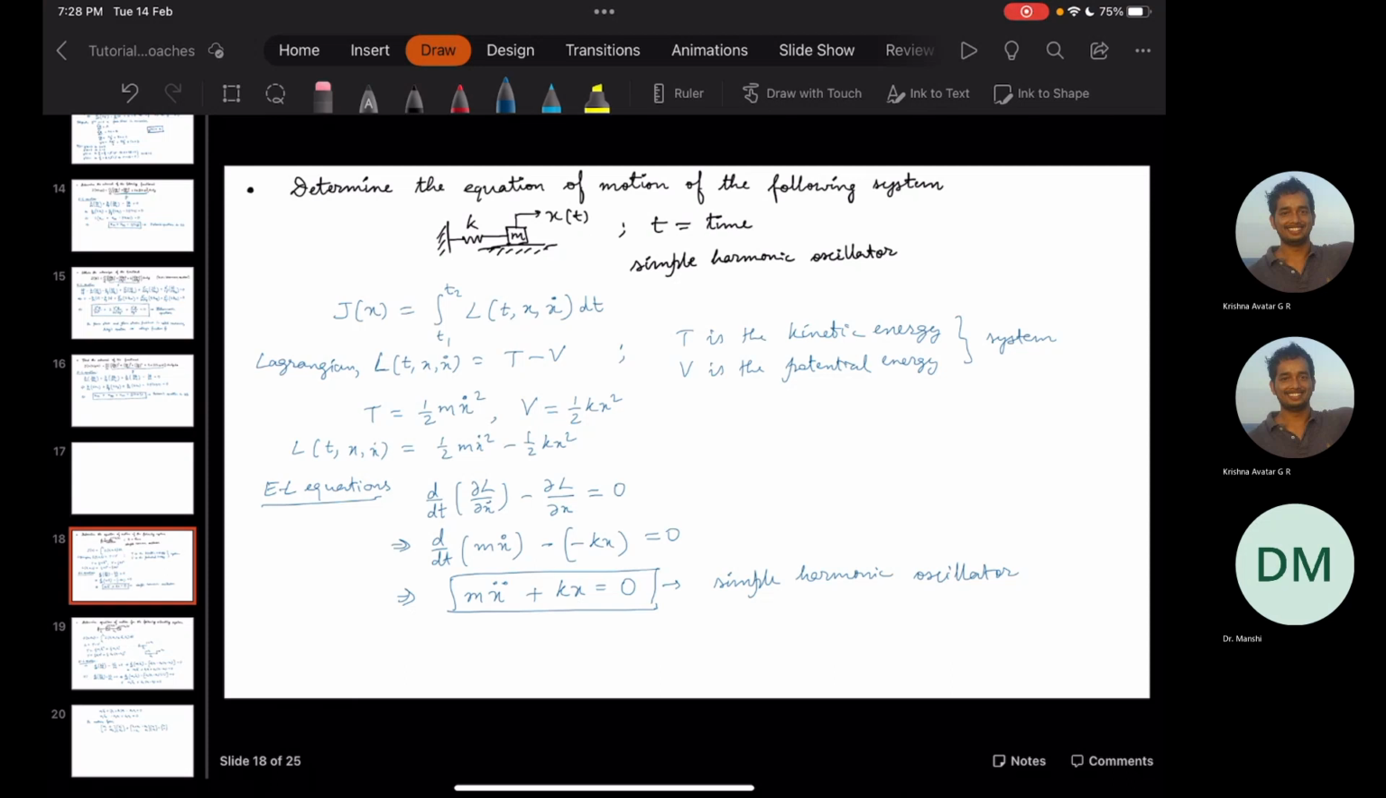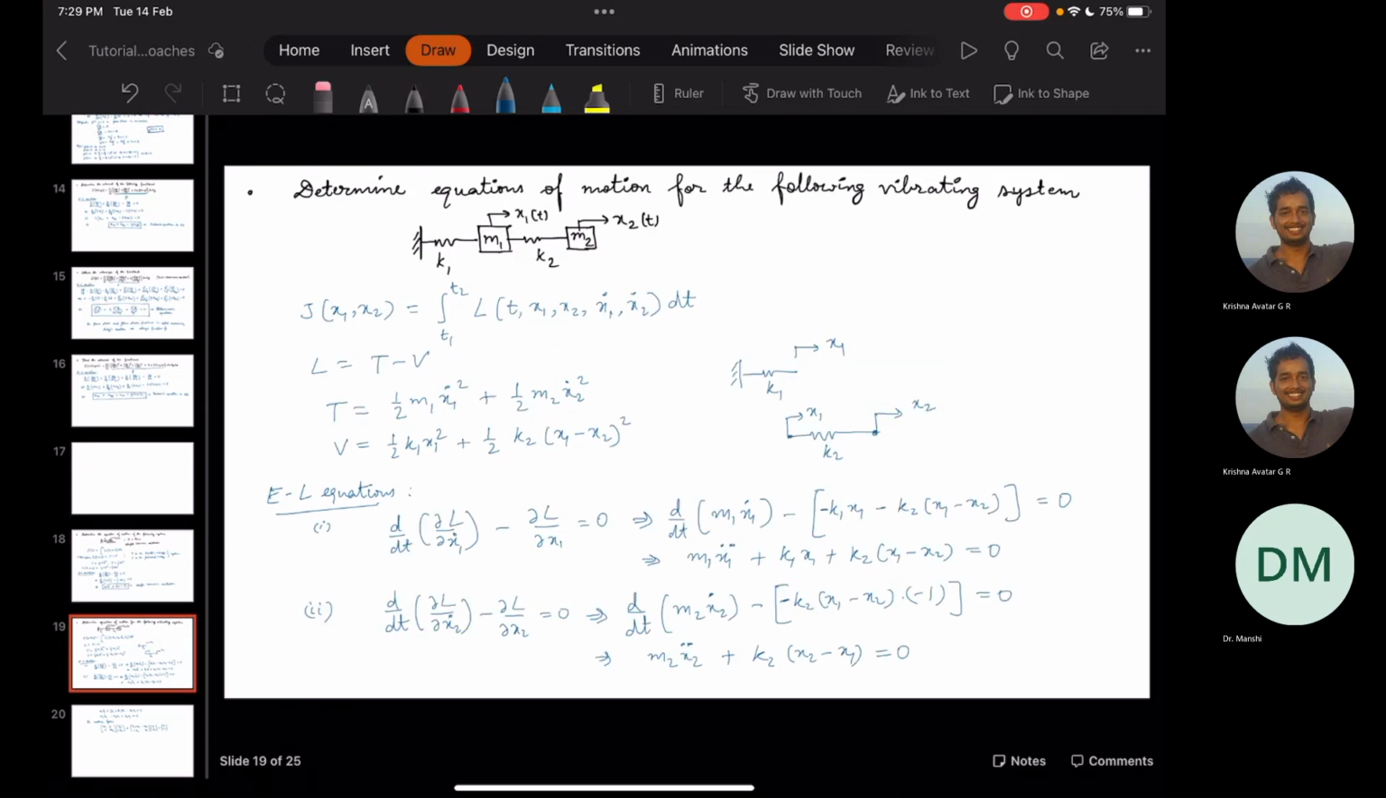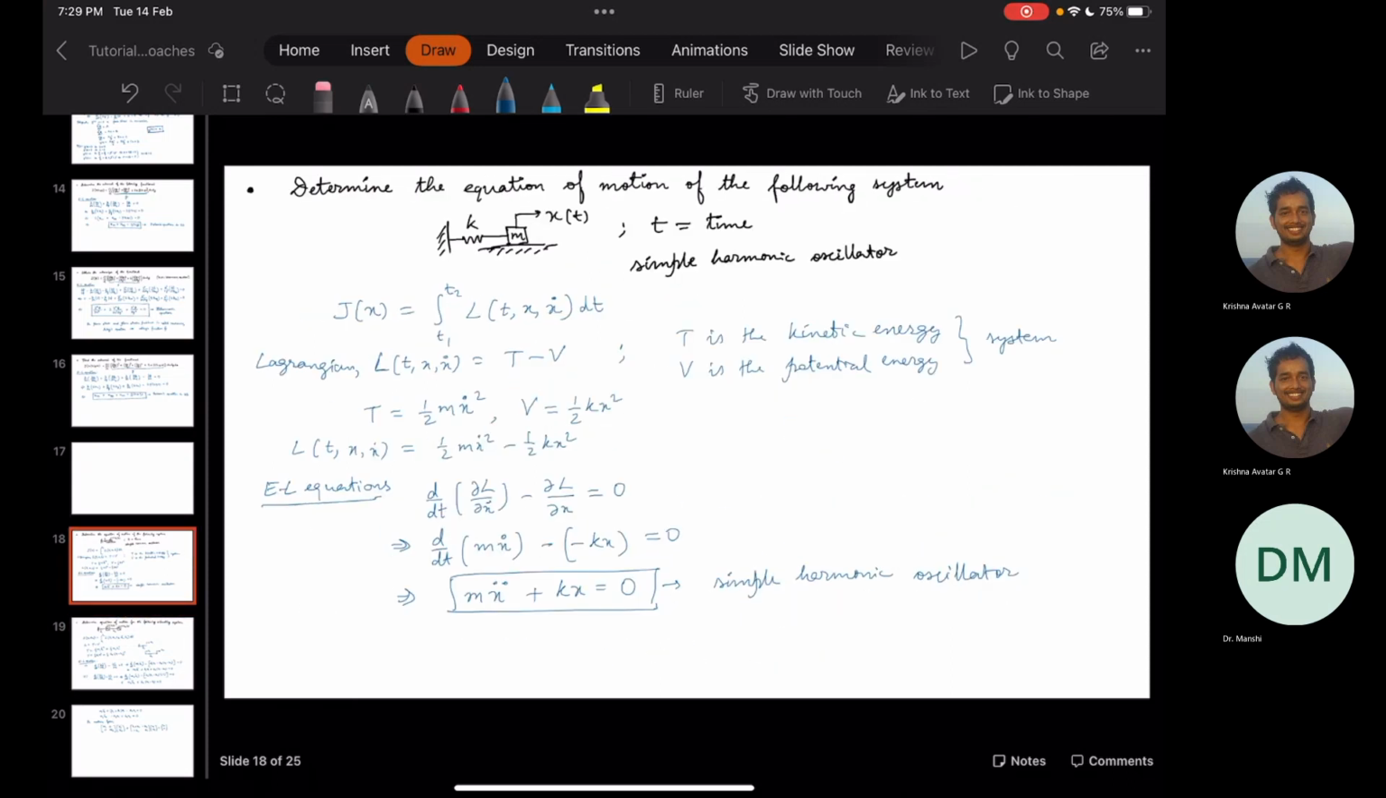Since mass is constant for our system, we have the final equation as mẍ plus kx is equal to 0. And this equation actually explains the motion of a spring-mass oscillator. It is also a very well-known equation in structural dynamics of a 1D undamped oscillator.